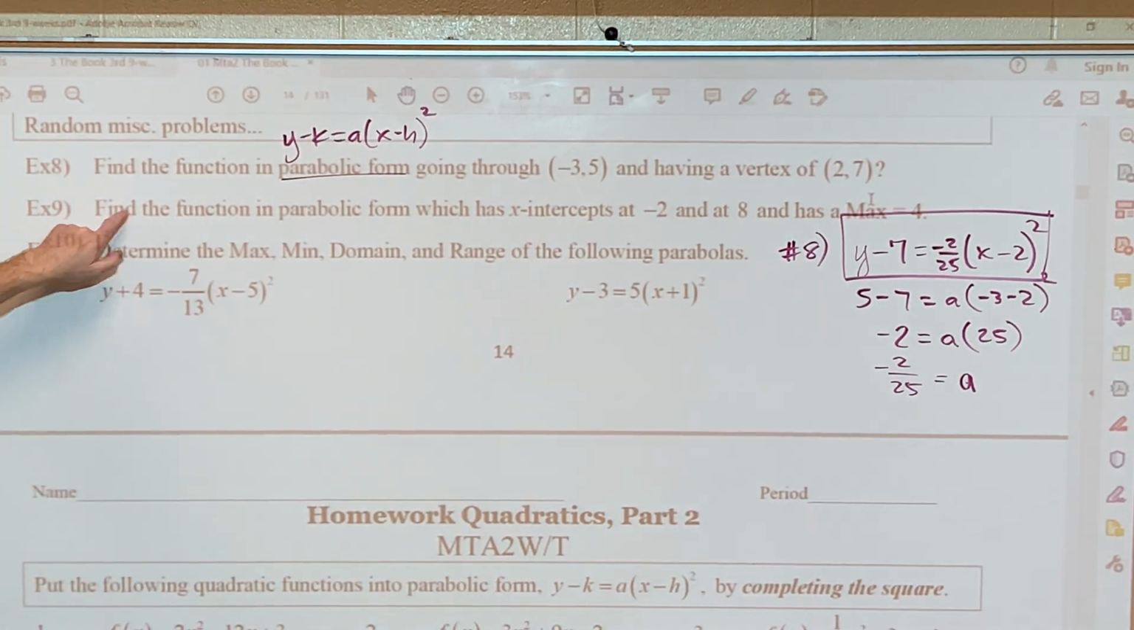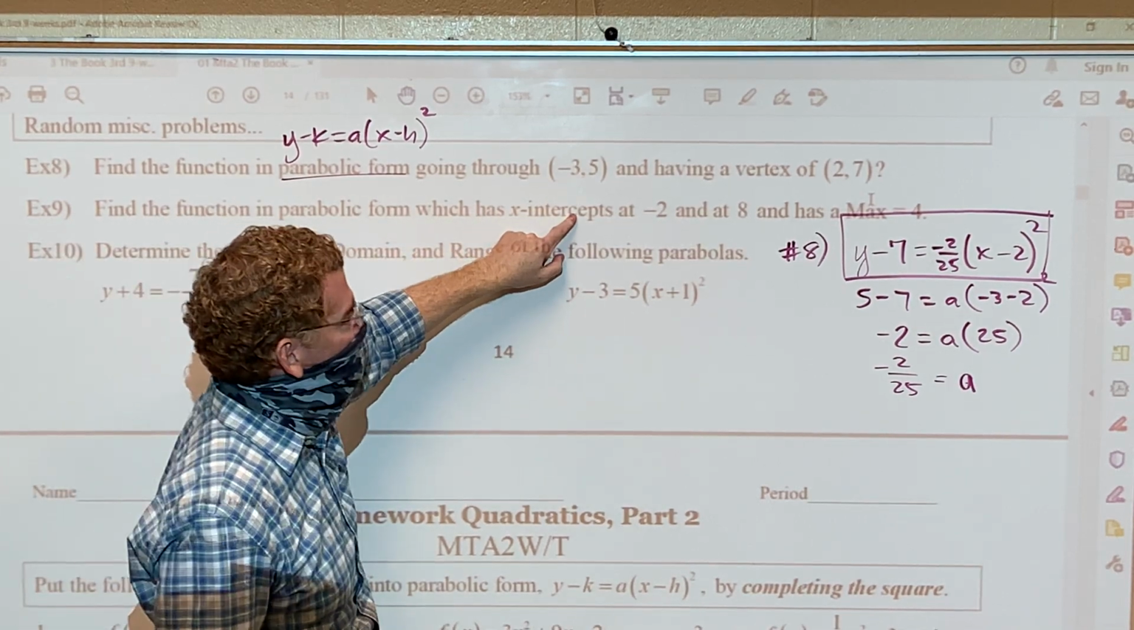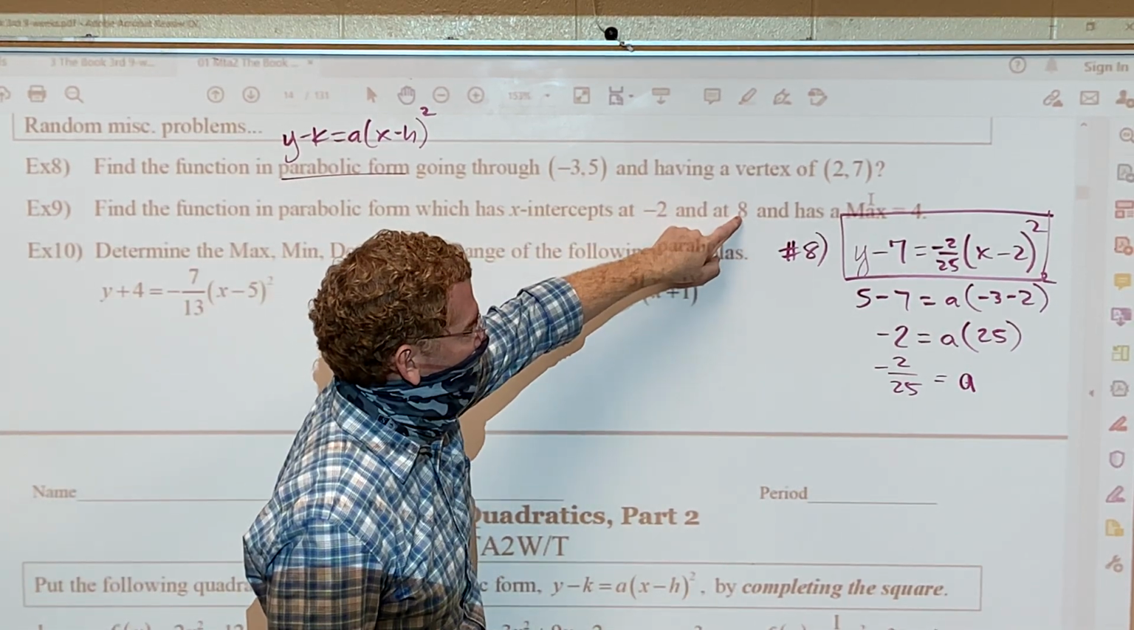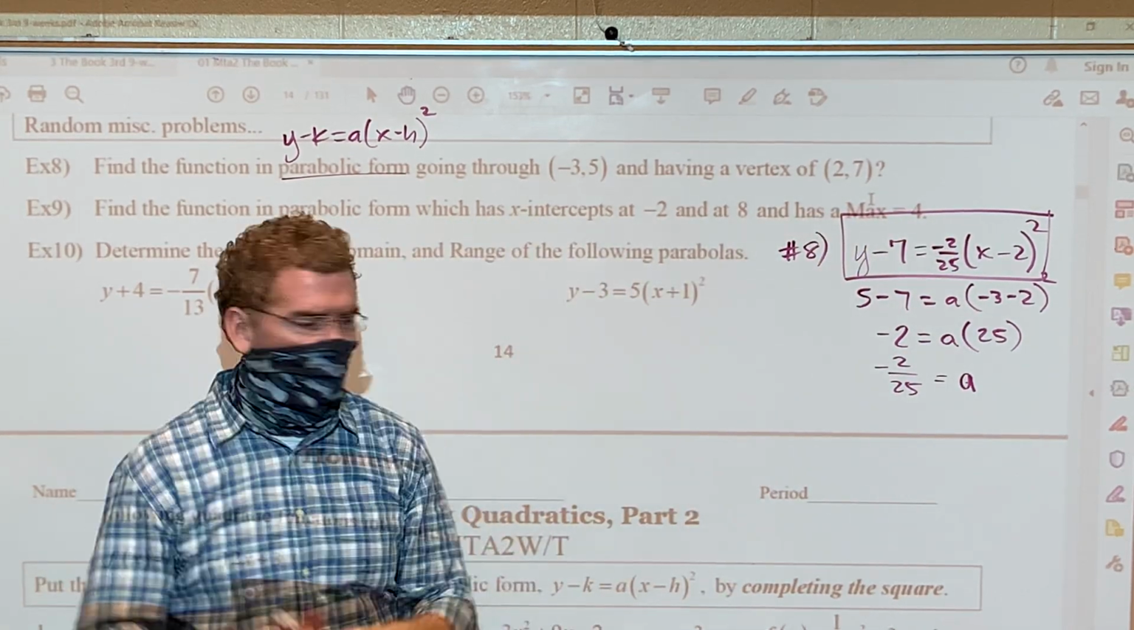All right, what about this one? It says, find the function in parabolic form, which has x-intercepts at negative 2 and 8, and has a max at 4, or the max is 4.